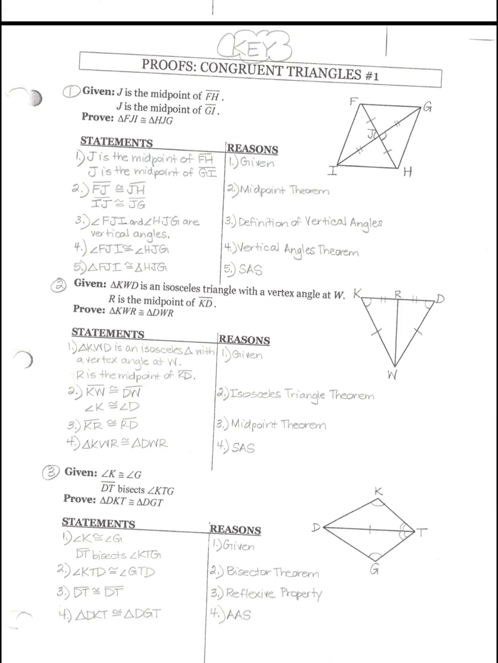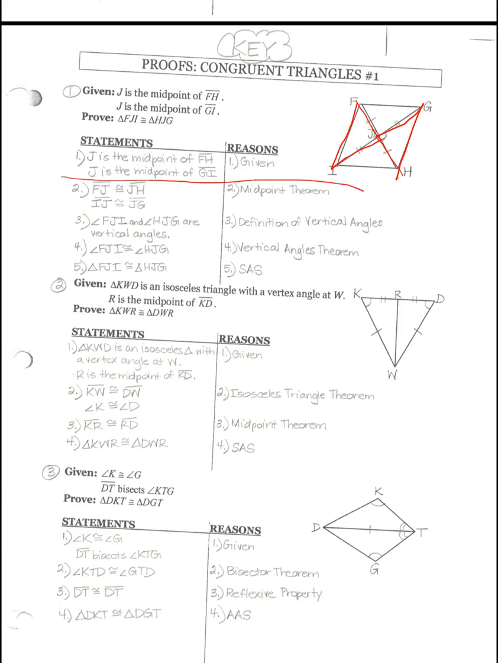Okay, from congruent triangles number 1, we are given that J is the midpoint of segment FH, and J is the midpoint of segment GI. And with just those two pieces of information, we are trying to prove that triangle FJI, so this triangle right here, is congruent to triangle HJG, this triangle right here. So we're not interested in the top and bottom triangles at all, just the two triangles on the left and right.